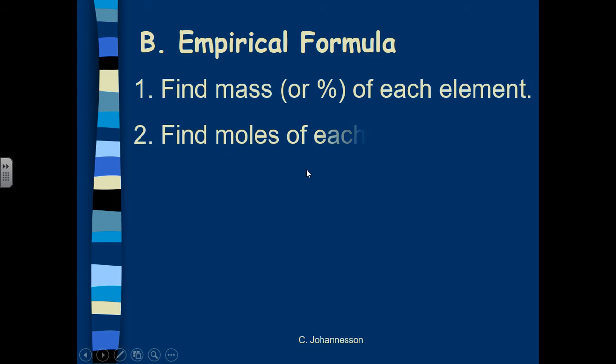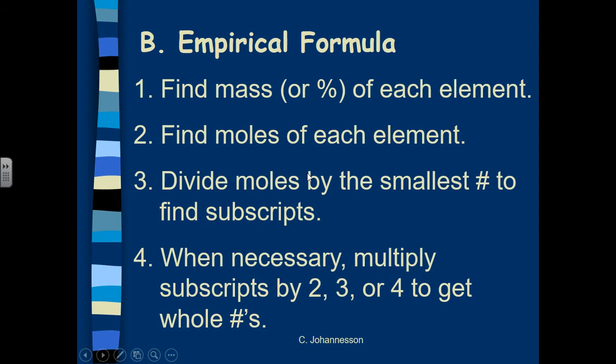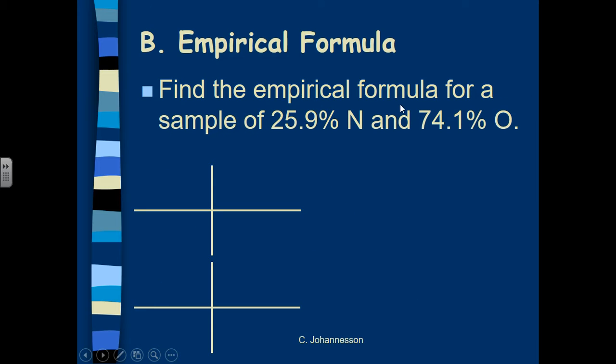Okay, here are your empirical formula notes. You're going to want to write these 4 steps down in your notes. So you'll need to pause right here and make sure you have these steps written down to remind yourself what order to do everything in. Okay. All right, so this is the first example problem.